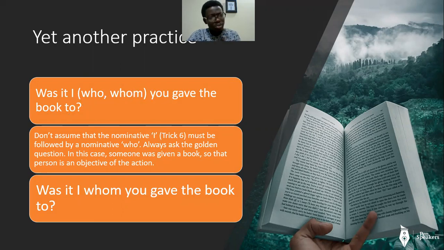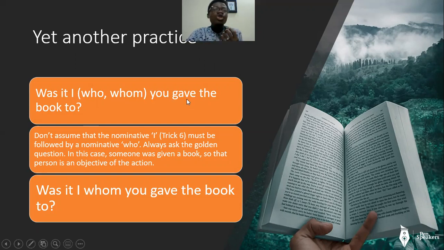Is it a subject or an object? Now, was it I, who or whom you gave the book to? So it means you is the one who's performing the action gave the book to someone. Now, this someone is receiving the action. That therefore means that someone is the object of the action gave.